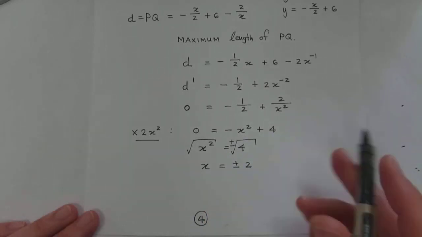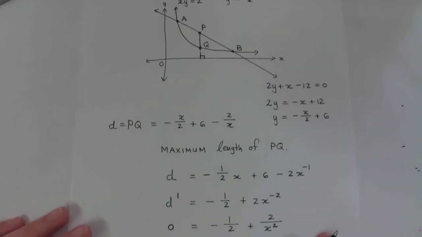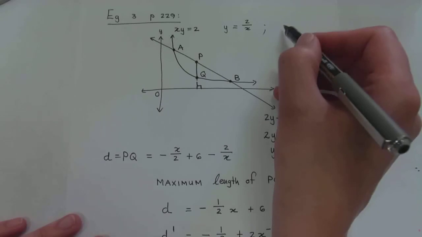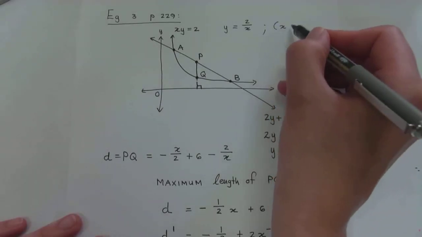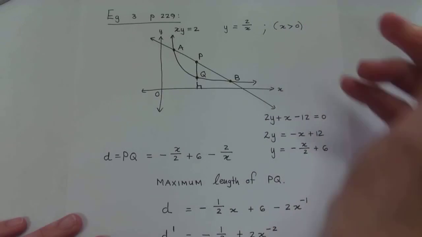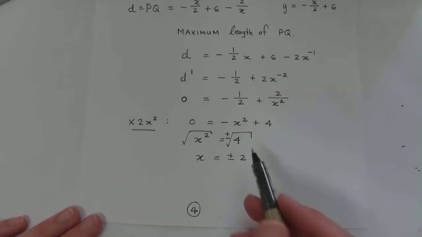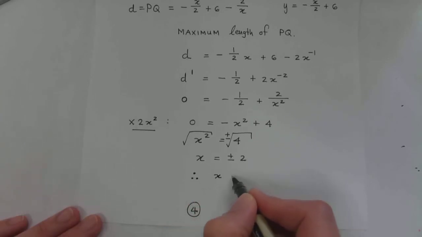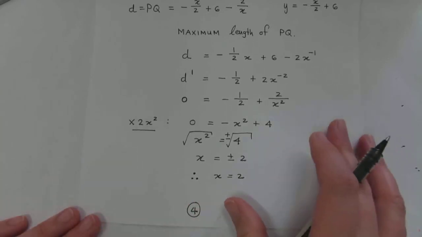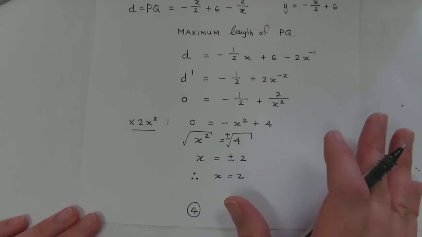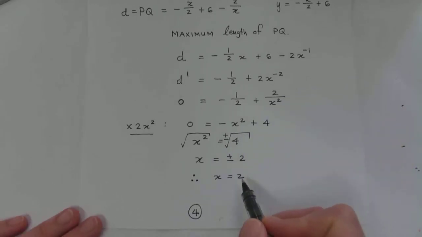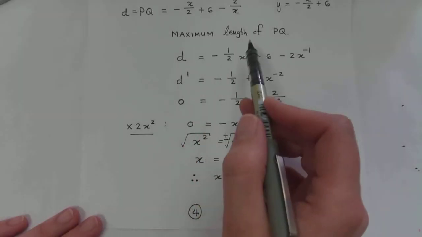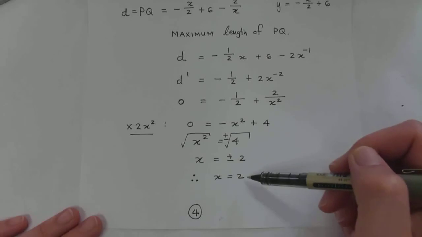Now, they did say right at the beginning, if you read through the example in your textbook, they did go over here and they said that x is greater than 0. So they did go and say the x is greater than 0. So because the x value is greater than 0, then logically speaking, I'm not going to use the negative 2. I'm then going to go and say x is equal to positive 2. Now be careful, because we haven't answered the question. They didn't ask for which x value do I have a maximum length. They asked what is the maximum length. So I now know at x equal to 2 I've got a maximum length.